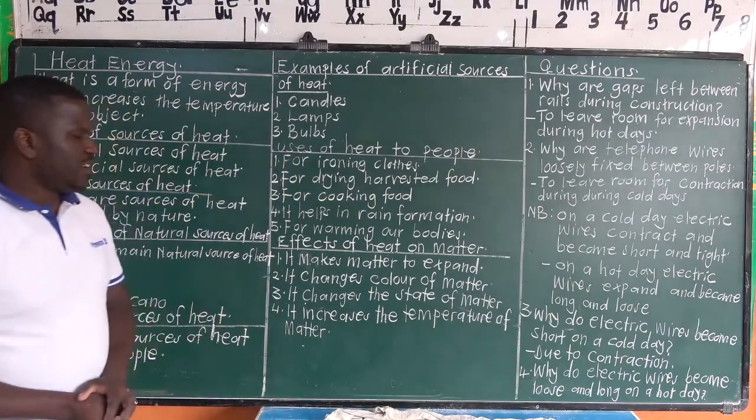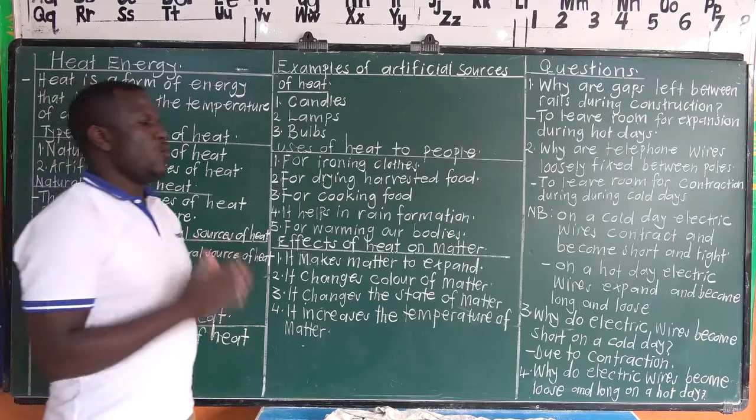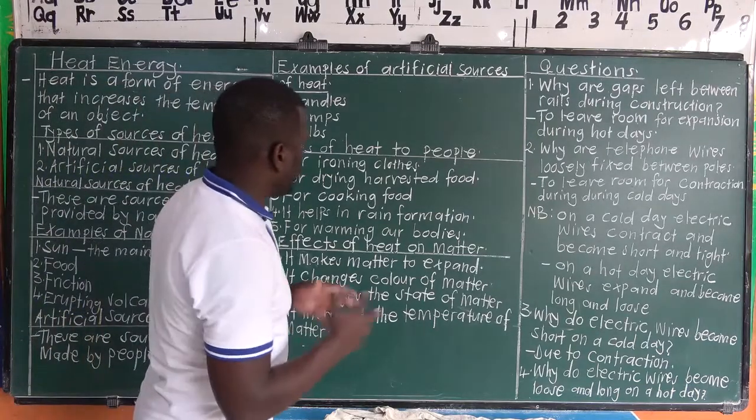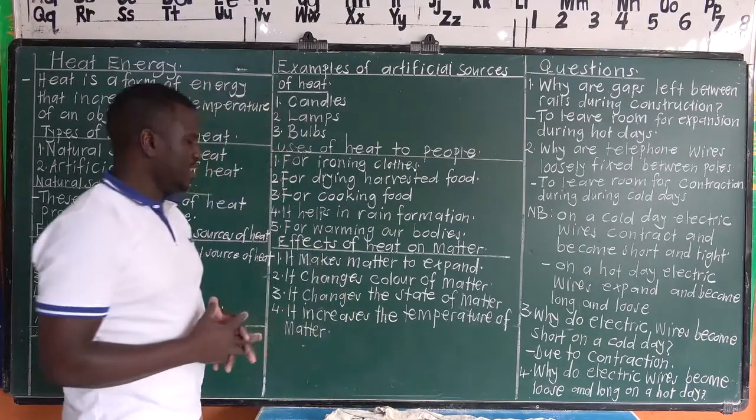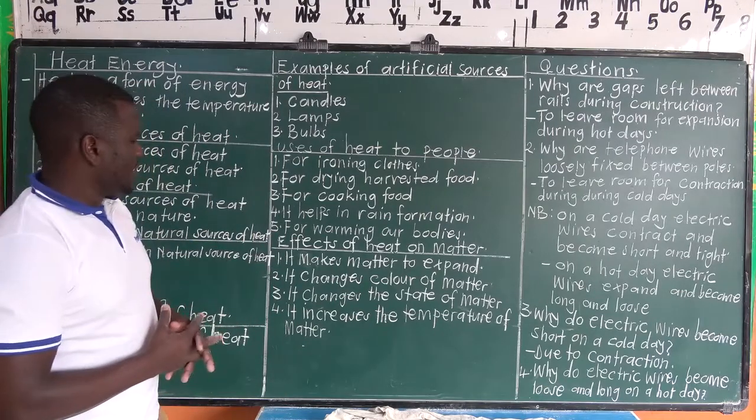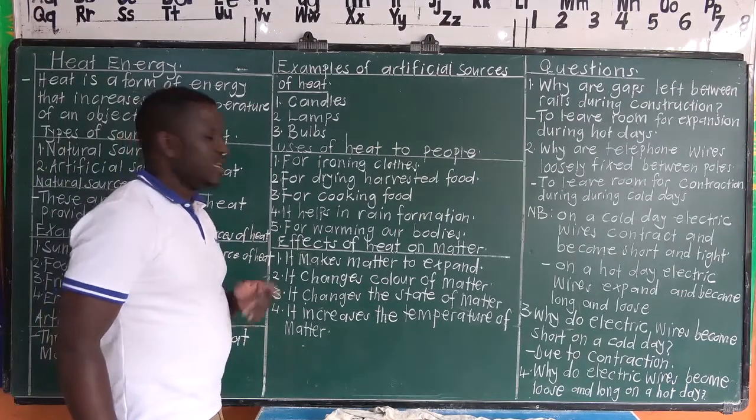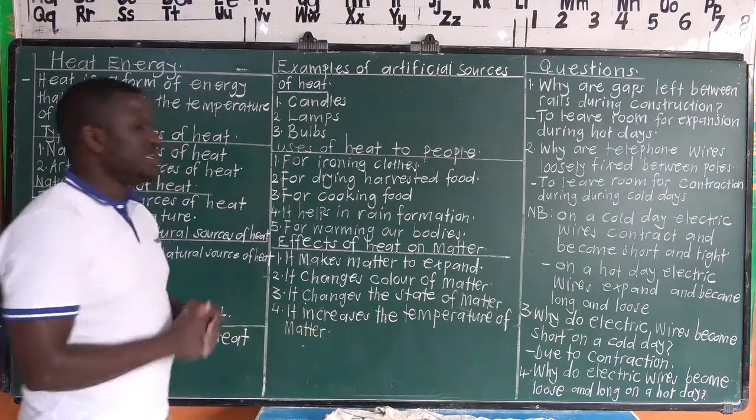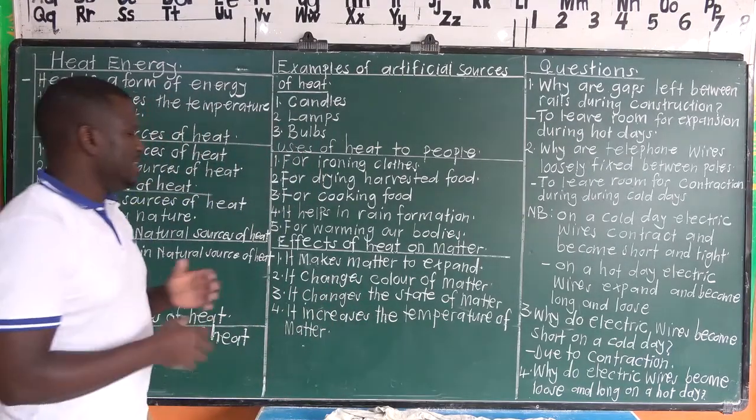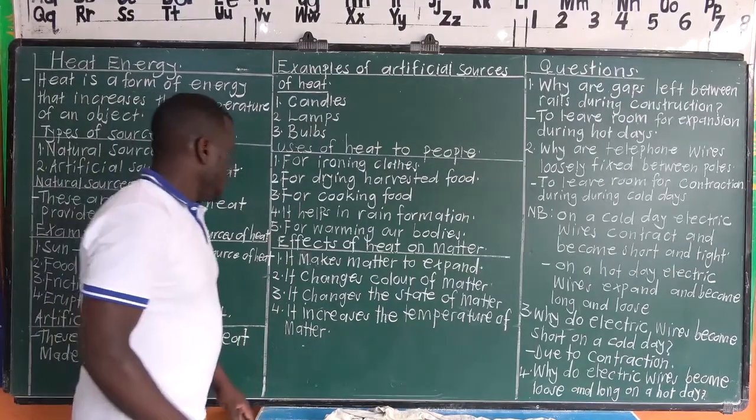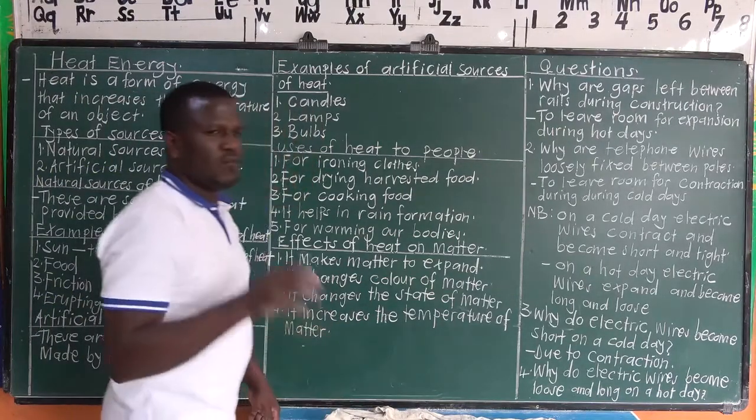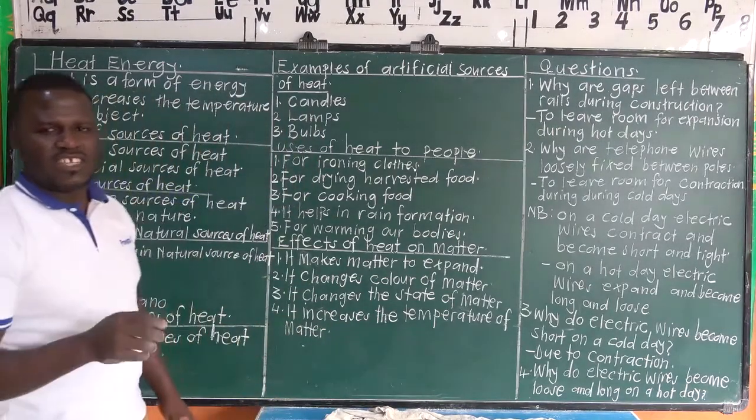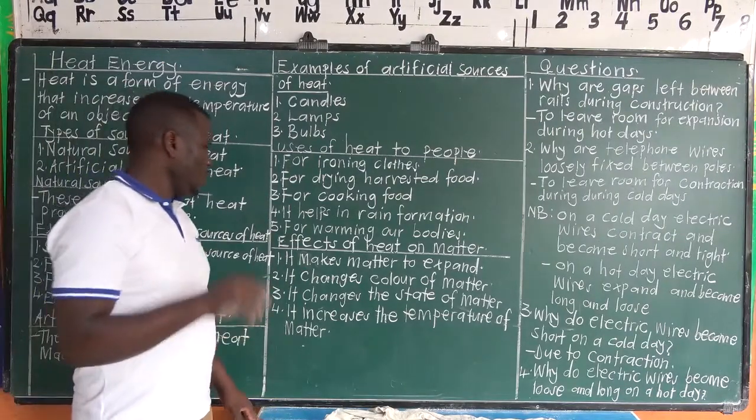Let's look at effects of heat on matter. When heat comes into contact or near matter, what is the effect? One, heat makes matter to expand. When you heat matter, it expands. Number 2, heat changes the color of matter.